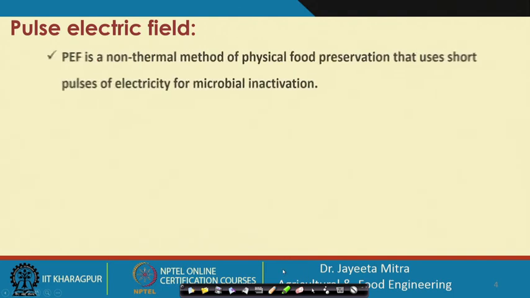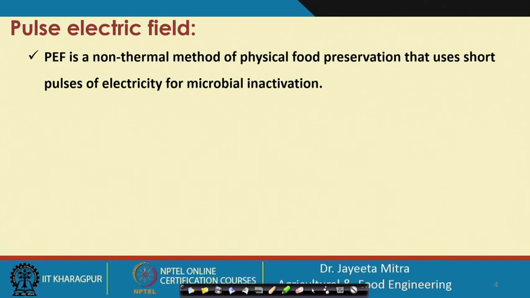So, pulsed electric field is a non-thermal method of physical food preservation that uses short pulses of electricity for microbial inactivation. So, this is a non-thermal and physical method for preservation of food by pulses of electricity for microbial inactivation. A very short pulse is transferred across the food, so that it will act on the microbes and have a detrimental effect on them.